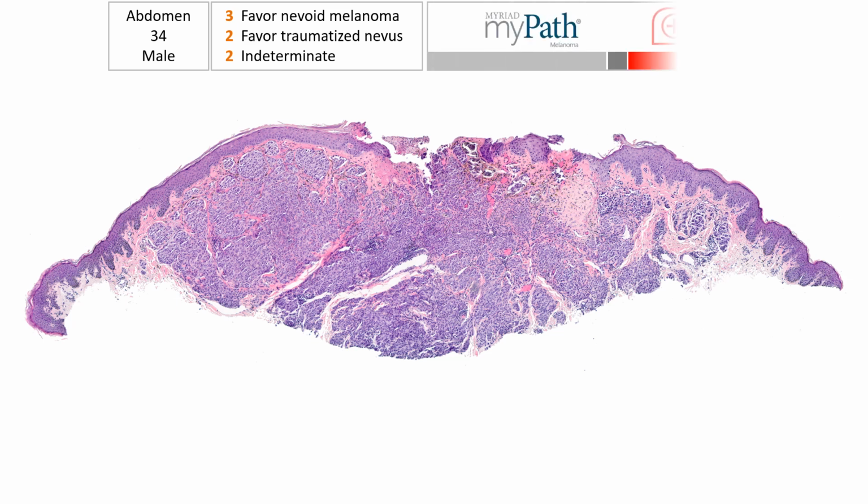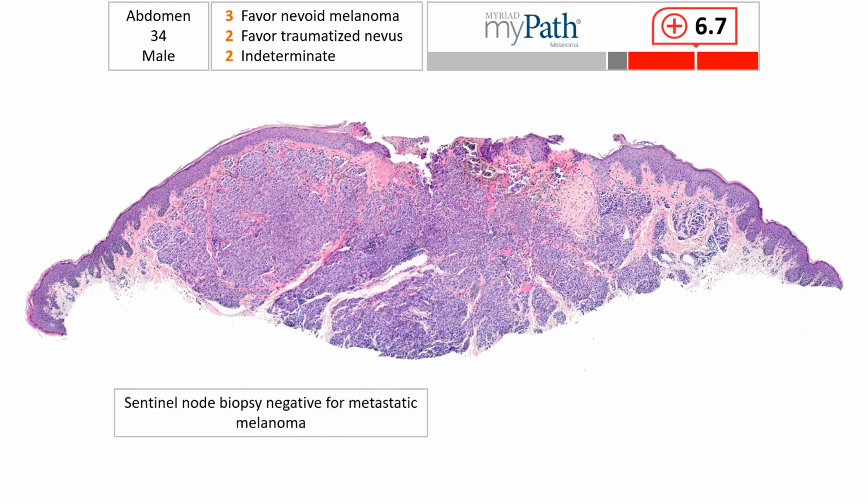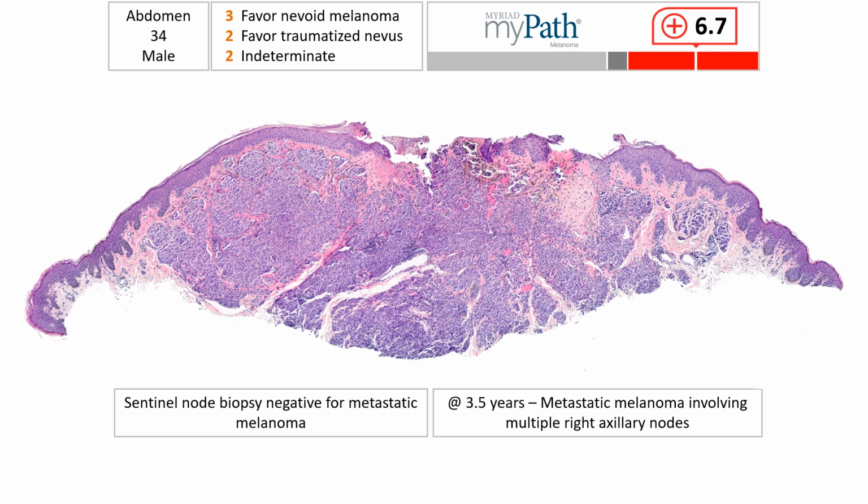The myPath result for this case was a positive 6.7, which is well within the malignant range and indicates that this tumor has the gene expression phenotype of a fully evolved malignant melanoma. It was diagnosed as melanoma by the submitting institution, and a sentinel lymph node biopsy performed shortly thereafter was reportedly negative, but about 3.5 years later, the patient unfortunately developed metastatic melanoma involving multiple axillary lymph nodes.